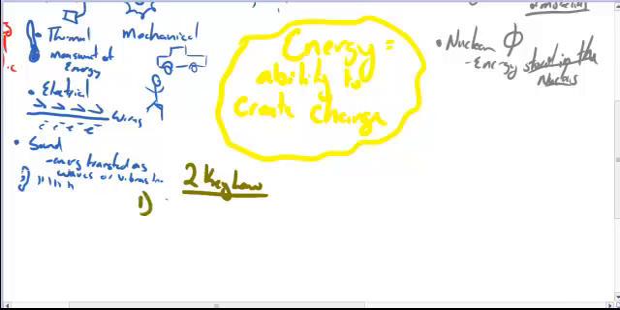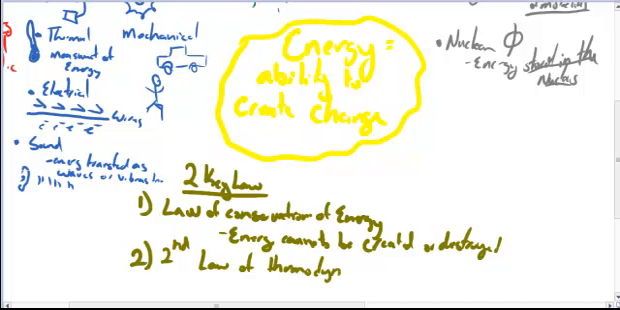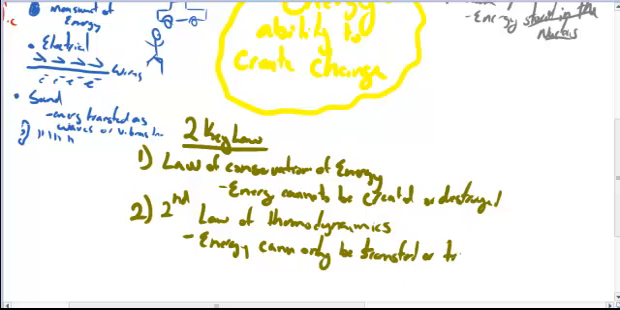So the very first law is the law of conservation of energy. And it states that energy cannot be created or destroyed. The second law is the second law of thermodynamics. And the second law of thermodynamics says that energy can only be transferred or transformed between objects, and some of it is lost.